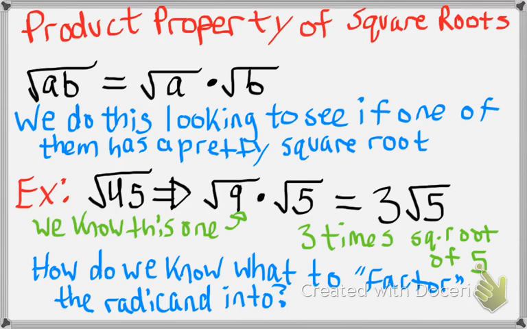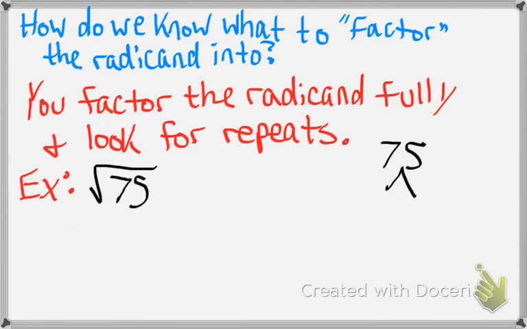Anyway, some of you might be thinking, how do we know what to strategically factor this into? For example, why didn't we choose 15 and 3 right here? Why not 15 and 3? That's what we're going to talk about. And the truth is, you could do either, and I'm going to show you what I mean. So let's pursue this question. How do we know what to factor the radicand into?